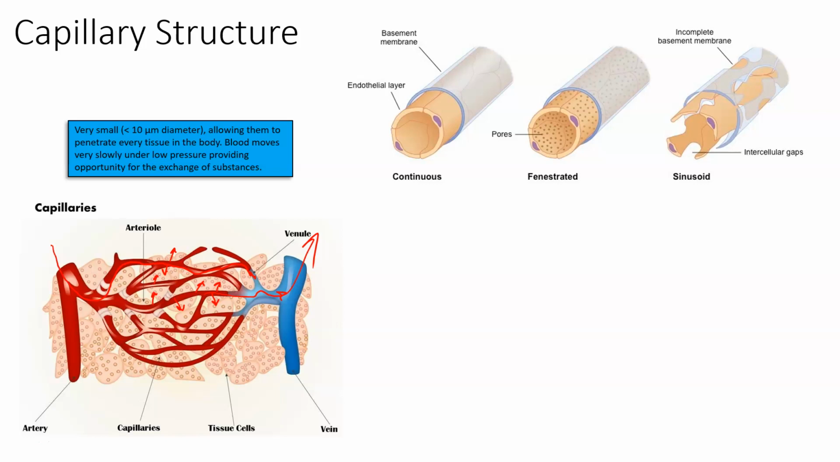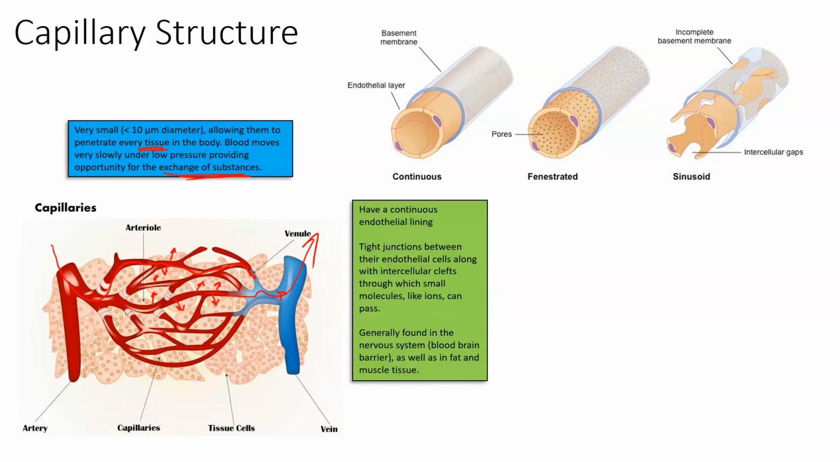And the reason they're so small is they have to penetrate and get to the level of every body tissue cell in order to diffuse nutrients and minerals and oxygen and CO2 into and out of the cell in order to keep the cells alive. Okay? It's all about the exchange of substances. Those blood vessels have to get to the level of the tissue cells in order to exchange those substances, and these capillaries allow them to do that.